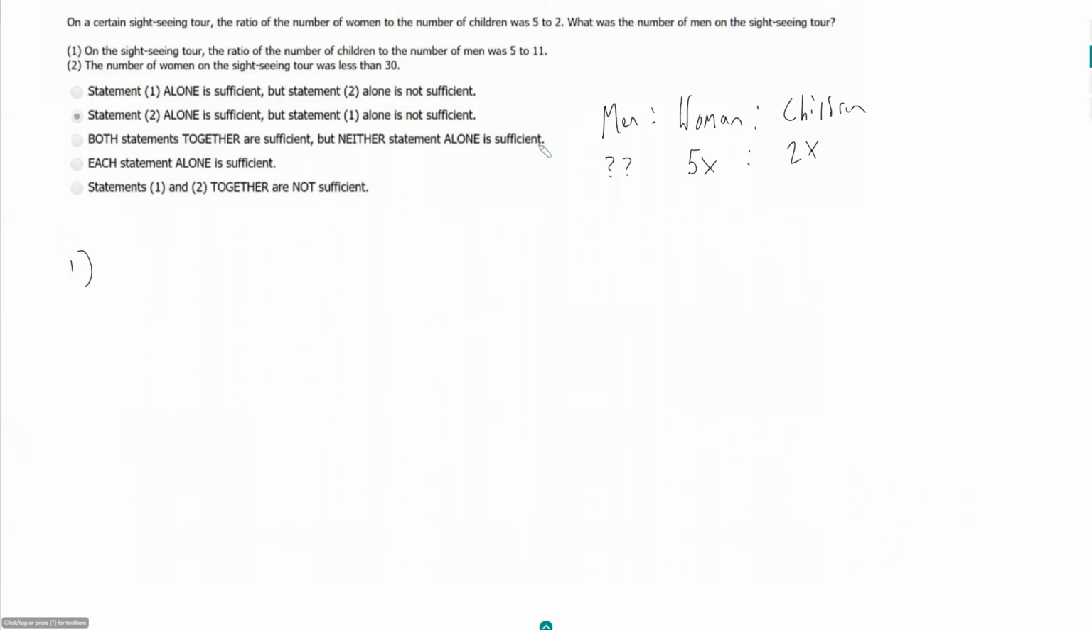Statement 1. On the sightseeing tour, the ratio of the number of children to the number of men was 5:11. So remember, we can't just say children to men is 5x to 11x, because this is a different ratio, and therefore we don't necessarily know that it's going to have the same multiplier as this one over here. So I'll put that ratio down here, children to men, so 5y children, and then I have 11y men.